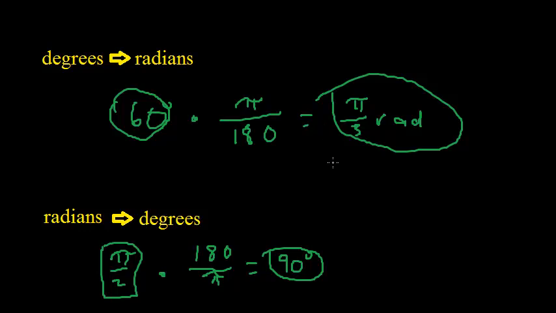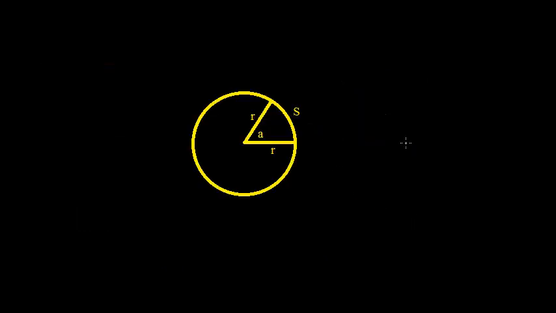Where radians are especially useful is in measuring the arc length around a circle. If I have some circle with a radius r and an angle A, where A is measured in radians, I can then find the arc length being the distance along the circle from this point to this point, we'll call that S. That arc length, S, is equal to A times r, again where A is measured in radians.